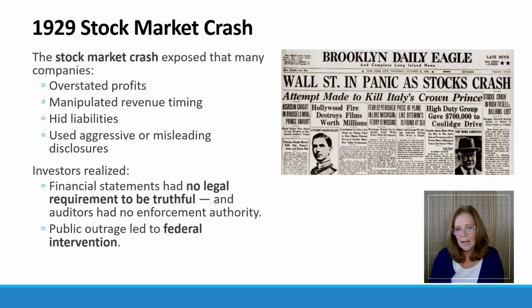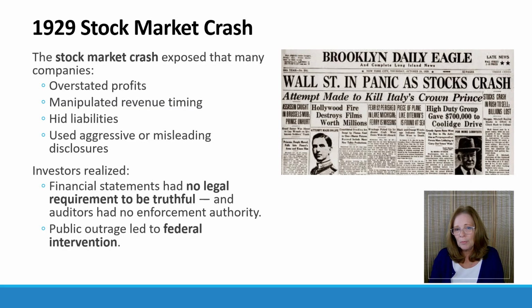The 1929 stock market crash was the catalyst for federal oversight of public company reporting. It exposed the overstated profits, revenue manipulation, underreported liabilities, and aggressive or misleading disclosures. And of course, investors quickly realized that, in fact, there was no legal requirement that financial statements had to be truthful, which in turn led to public outrage and highlighted the need for standardization and comparability.